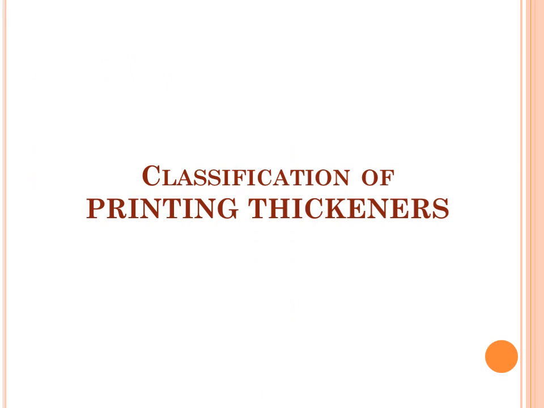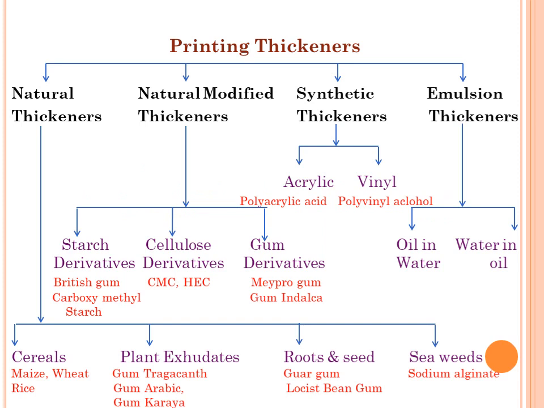Let us see the classification of printing thickeners. Printing thickeners are divided into four categories. Very first is natural thickeners. Second category is natural modified thickeners, which are the modified form of natural thickeners. Next is synthetic thickeners, and the fourth one is emulsion thickeners.